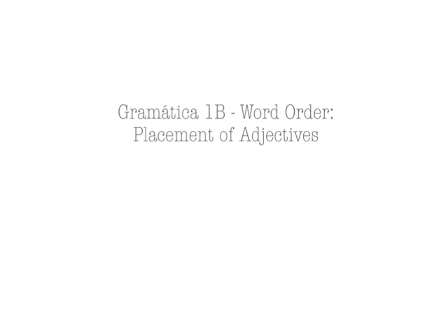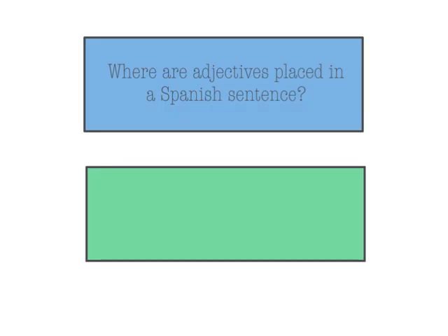Today we're going to talk about grammar from chapter 1B, specifically word order and the placement of adjectives. This is on page 62 of your textbooks in case you want to go there to see this in your book or to get some extra practice. The big question that I want you to ask as you go through this lesson is: where are adjectives placed in a Spanish sentence? Now you'll remember a couple of grammar lessons ago we talked about adjectives.